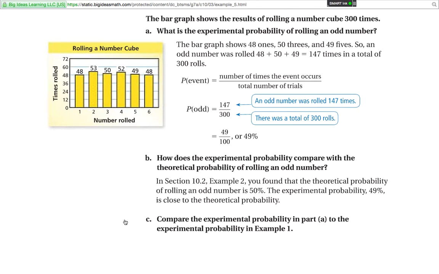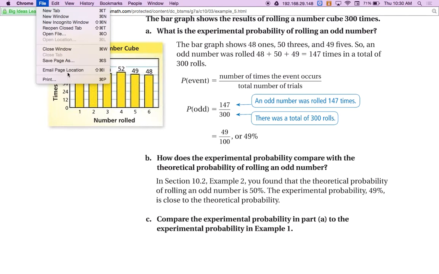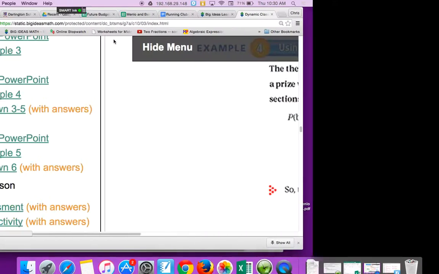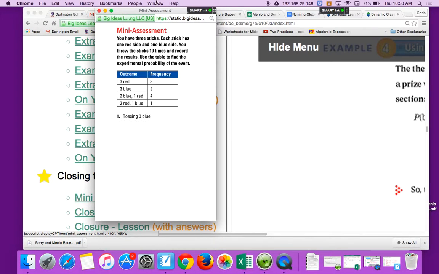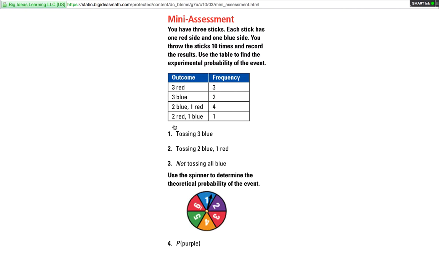Last part: compare the experimental probability in part A to the experimental probability in example 1. I'm not too worried about that one. The last thing is your examples to try for yourself to see where we're at. Give these a shot real quick. And there you go. Probabilities there. I'll freeze it, and then here are the answers.